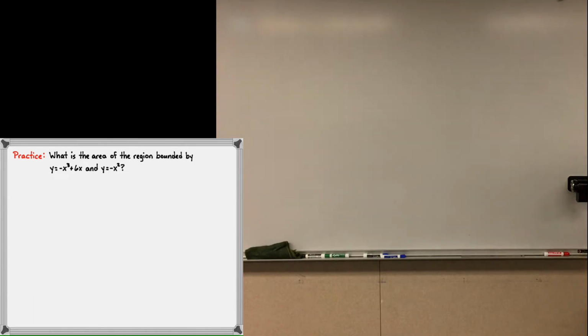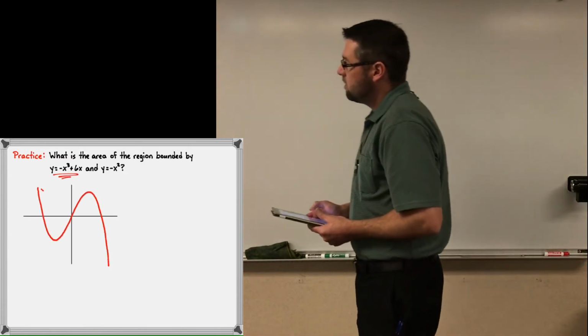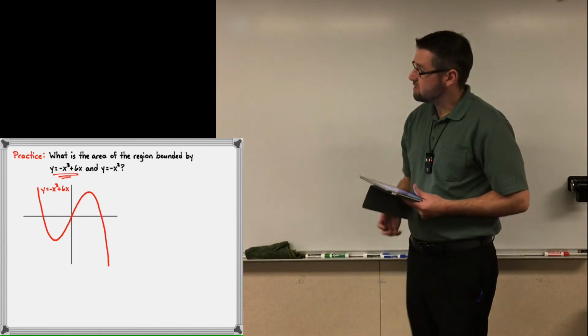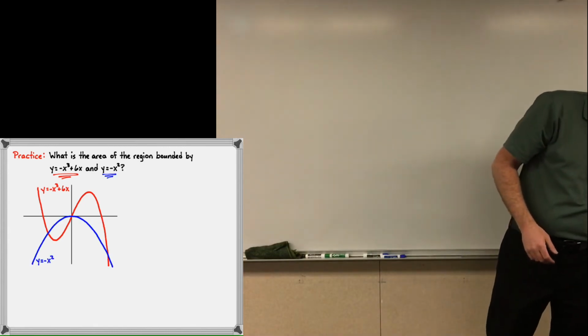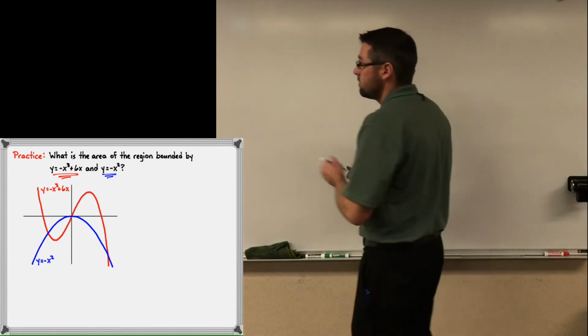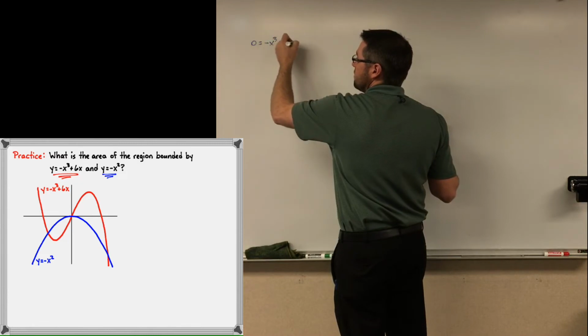So we know what x squared looks like, right? Negative x squared, so that's the downward parabola. That's the negative x cubed plus 6x. How did I know that? If I set it equal to 0 and find the zeros, so I'm going to factor.